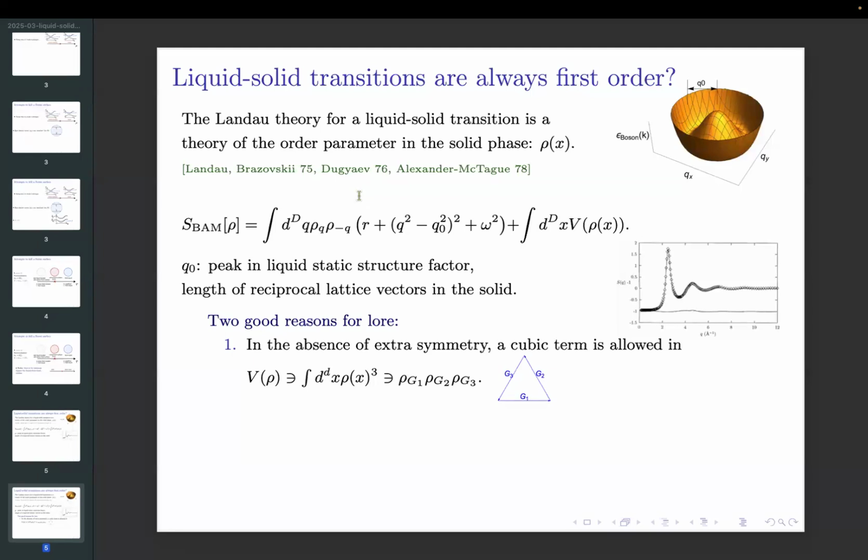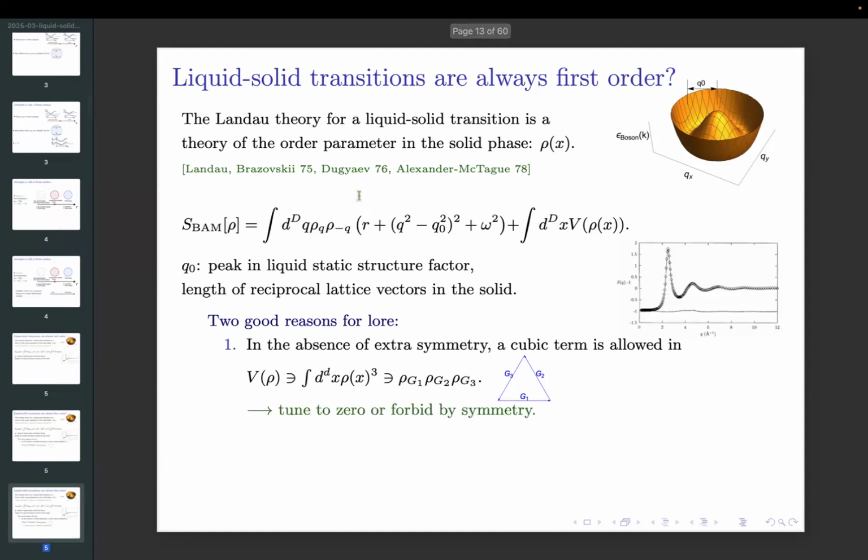And the first one is that, so yeah, there's this potential for rho, which I didn't say anything about, which determines the energetics of what's happening. And in the absence of any extra symmetry, that potential can have a cubic term. And as you probably know, if you have a cubic term in the Landau theory, then rather than the two vacua coalescing as you cross the transition, you just jump from one to the other, right? It's a first order transition.